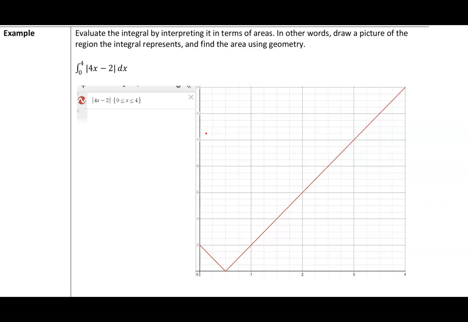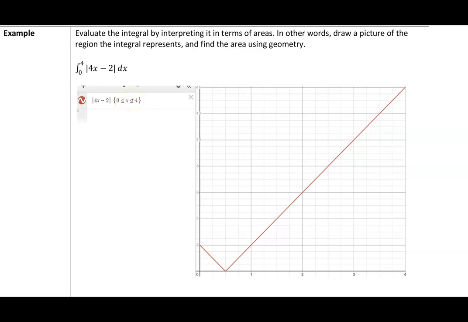We want to find the integral of the absolute value of 4x minus 2 dx between 0 and 4. So first thing we're going to do is go to desmos.com and graph this. So I'm going to graph the absolute value of 4x minus 2. And when you want to limit the graph just to an interval, so in this case the interval is between 0 and 4, you put the squiggly brackets and we're going to put 0 less than or equal to x less than or equal to 4 to get that graph.